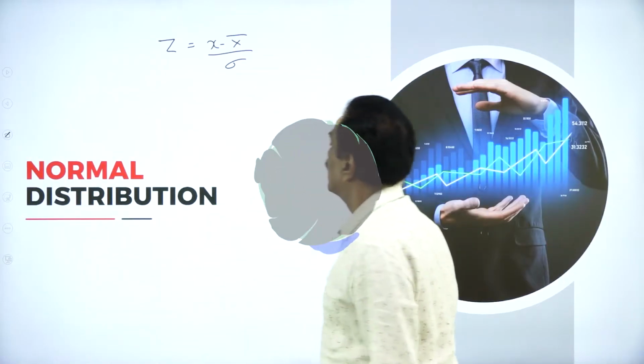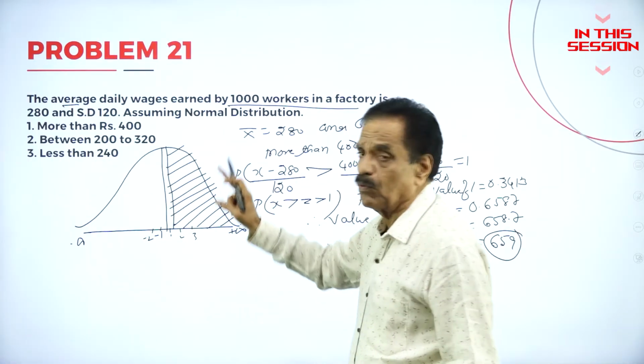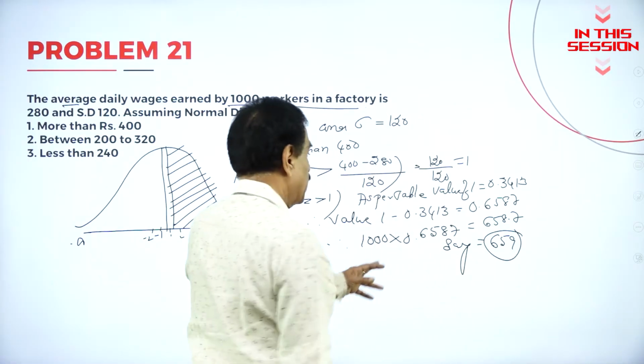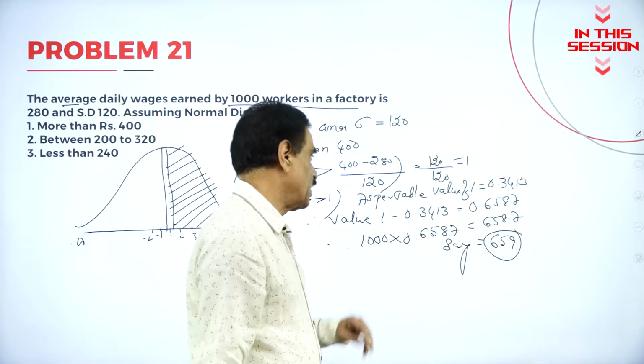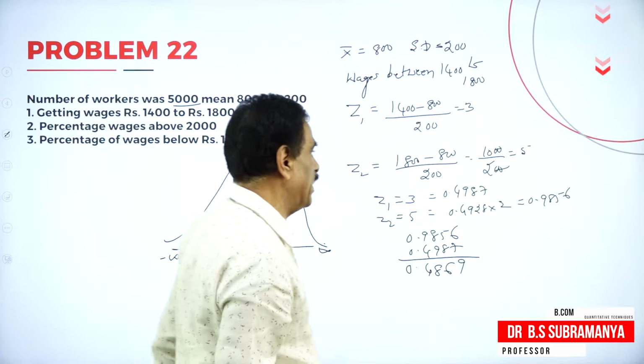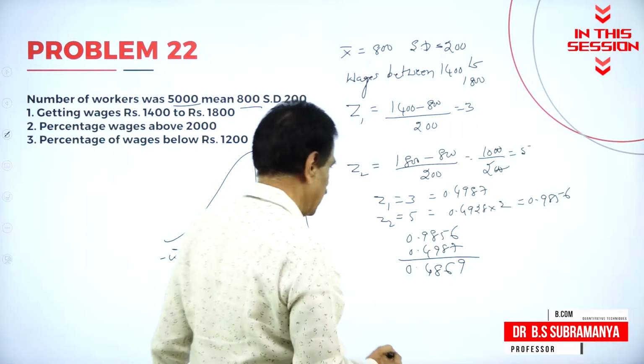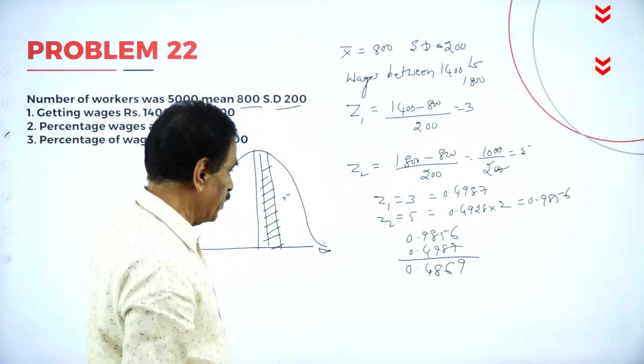What's the formula? X minus mean divided by standard deviation. So the entire area we assumed as 1. Out of the 1, how much does it cover? 0.6587. From the highest value 0.9856, lowest value 0.4987. Deduct; the reference is 0.4869.